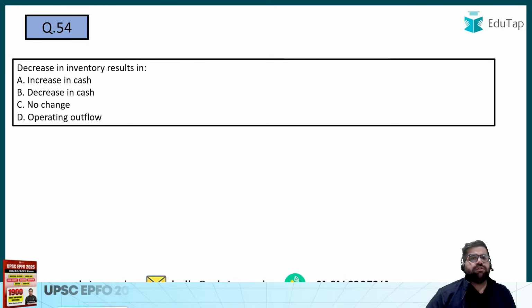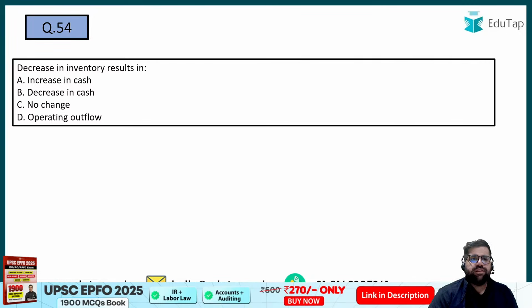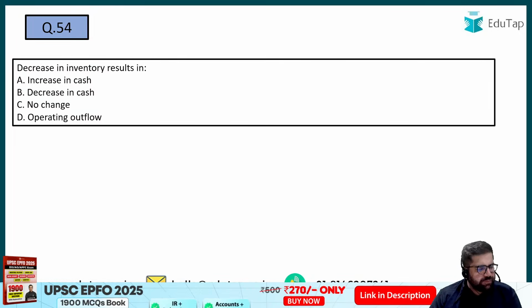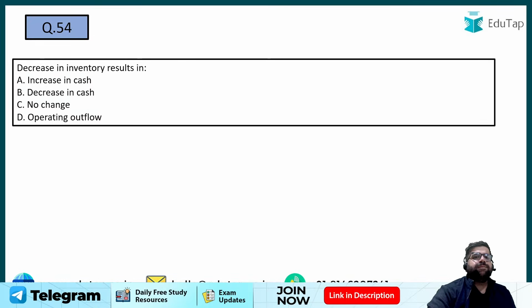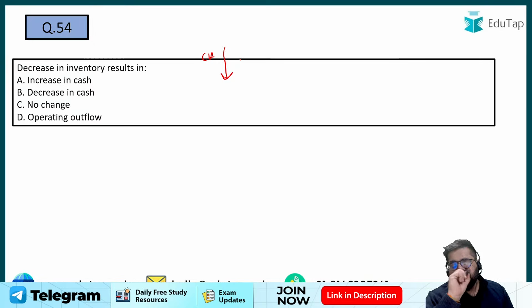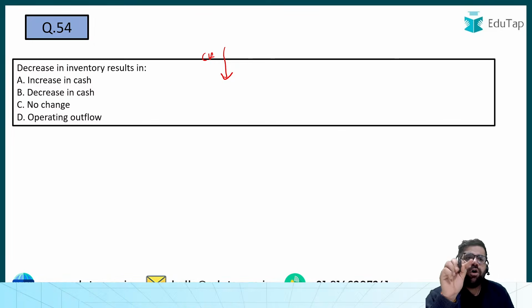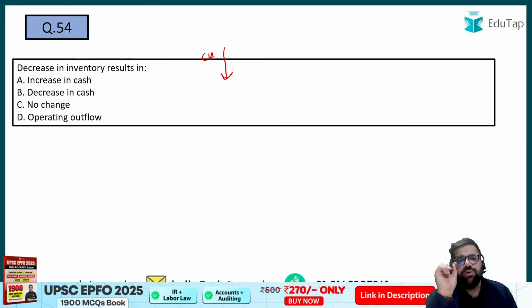Right? चलिए क्वेश्चन नंबर 54. Although these questions are basic, they can trick you sometimes. Question number 54: a decrease in inventory. अब देखो, करंट एसेट डिक्रीज हुआ है. A decrease in inventory will result in what? Increase in cash, decrease in cash, no change, or operating outflow.